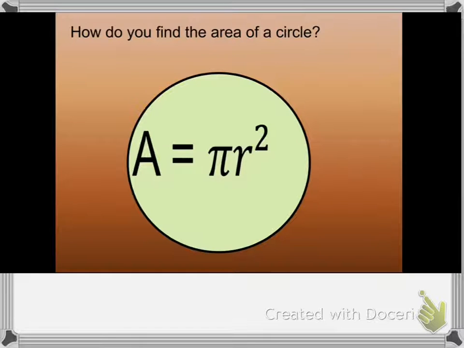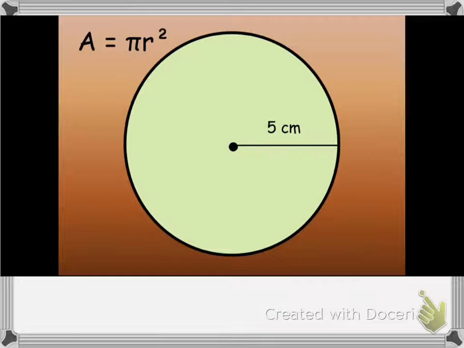So as you're working through these problems, when you're given the radius, you're going to have to find what it is when it is squared. So let's look at an example. Our first line, of course, as always, is going to be our formula. So area equals pi r squared.